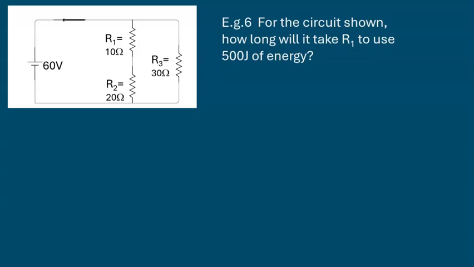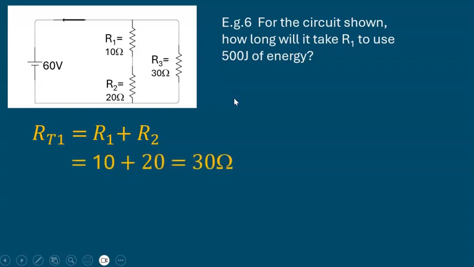Here's another final example. So here for this circuit, 60 volts providing power to these three resistors, these two in series. How long will it take this resistor to use 500 joules worth of energy? So current is split up into this branch and this branch. I know the voltage across this. Let's work out the total resistance through here so I can work out the current going through this branch over here. So 30 ohms combined, a total through that little leg.